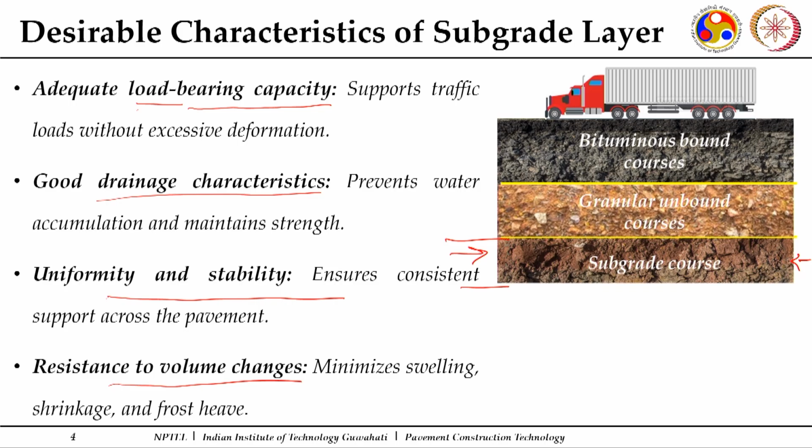Now, why are all these different kinds of characteristics required? So that it can serve a certain purpose.